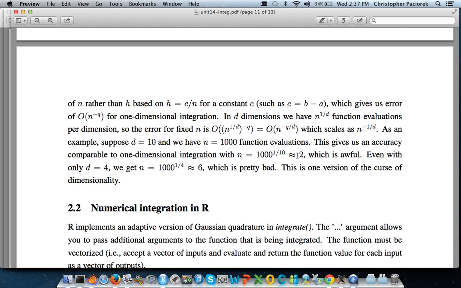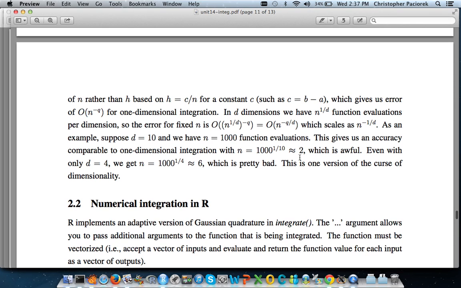So that's another way of thinking about how this scaling works: the effective sample size in each dimension, which is what I was trying to say over there. And even if we only had a smaller d, for example, 1,000 to the 1/4 is only 6. So that's not very many equivalent function evaluations in one dimension.